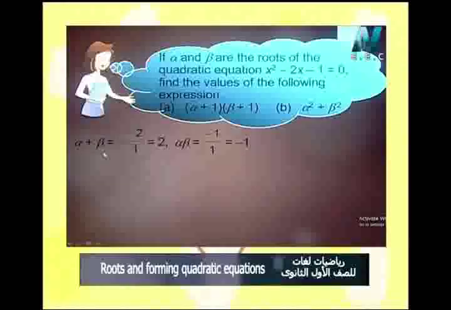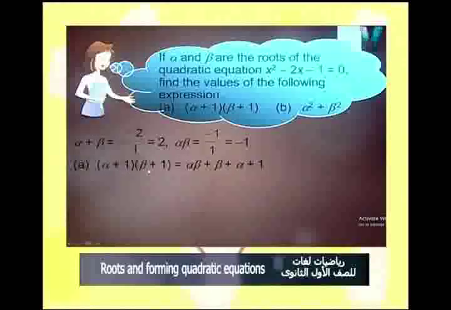Alpha plus beta is the sum of the two roots of the original equation, and alpha beta is the product of the original equation. We would like to find out alpha plus 1 multiplied by beta plus 1. So to answer A, we have to expand alpha plus 1 multiplied by beta plus 1.